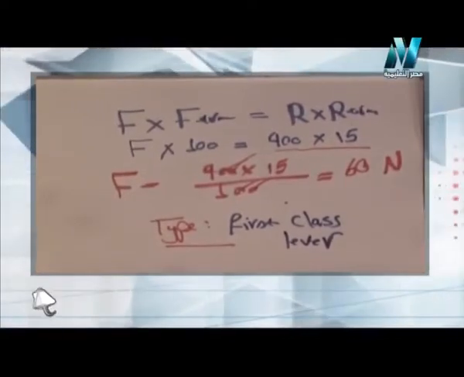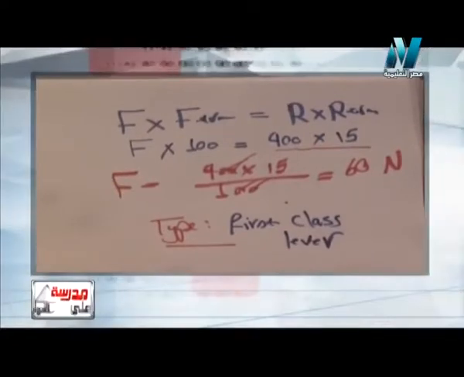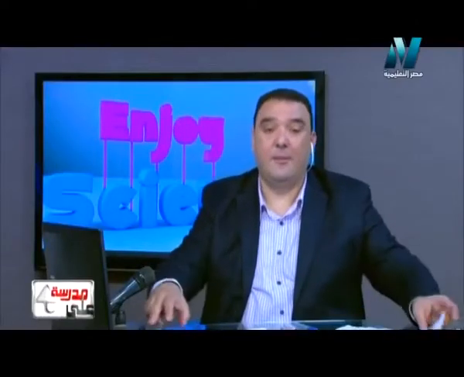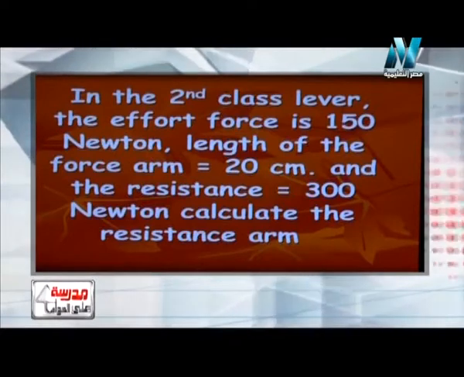So now another problem of lever, and I repeat again, problems of lever are very easy if you only know how to answer them by writing the law at first, and by using the method we have learned in mathematics, which is the cross multiplication way. In the second class lever, the effort force is 150 Newton. The length of the force arm is 20 centimeter, and the resistance is 300 Newton.